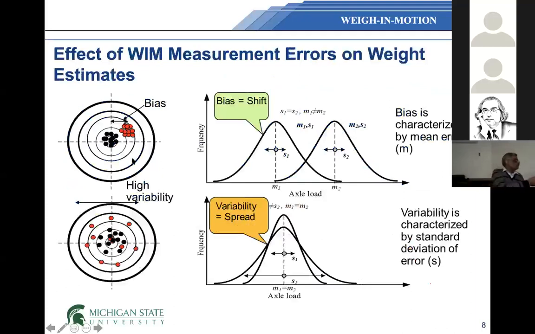Now, another way of looking at the accuracy is, if you have a systematic error, you will have two distributions where the means are different, while the spread is the same, so you have the same standard deviation but different means. But if you have accurate data with more random error or variability, you are looking at two distributions which may have the same mean but different standard deviations. So this is how we actually quantify the error in the WIM.